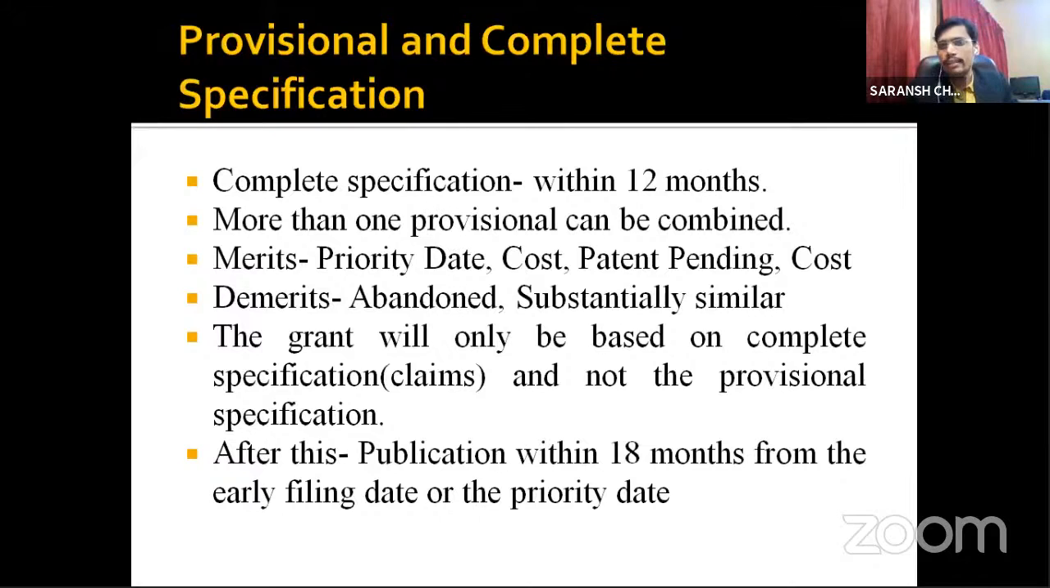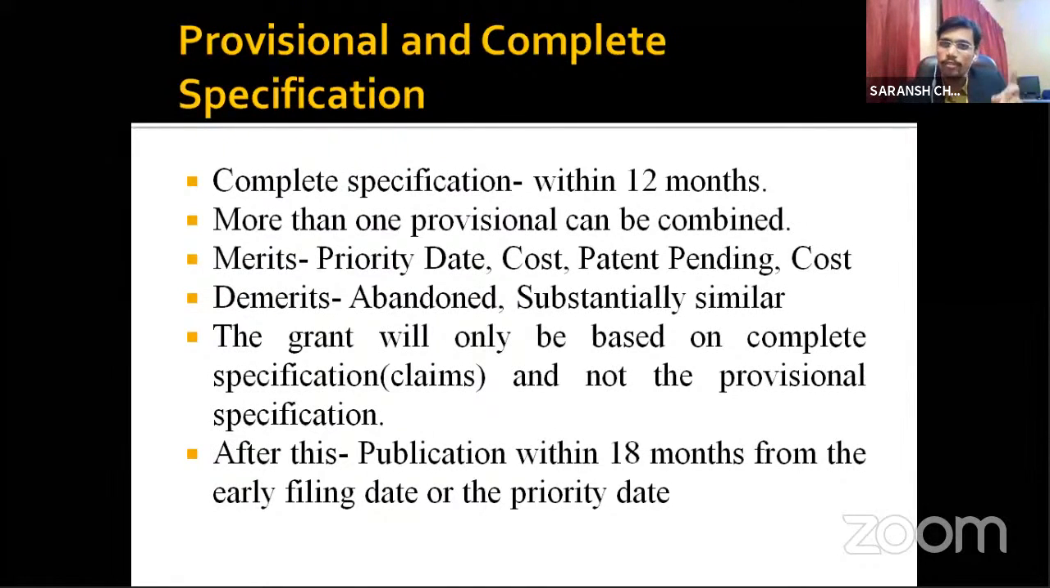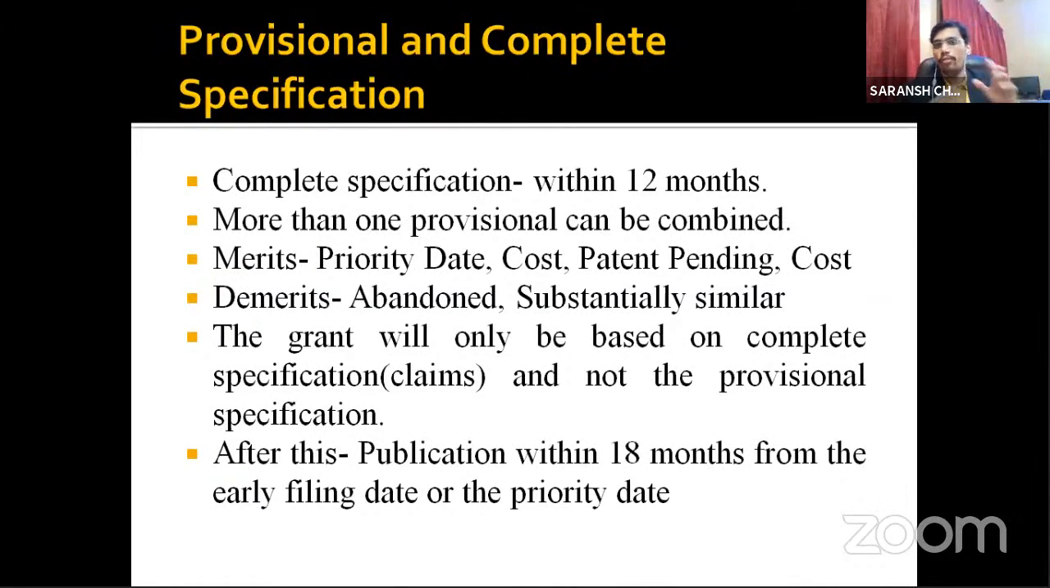And when you are filing the complete specification, it's very important to understand that all the provisional specifications, even if you are filing 10 provisional specifications, can be clubbed into one complete specification, right? Understood? So when we are dealing with the complete specification, always remember that even if you have filed 10 provisional specifications, the first provisional specification is your priority date, your earlier filing date. The term of patent will be from that priority date.